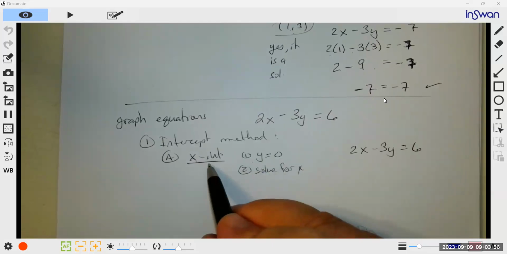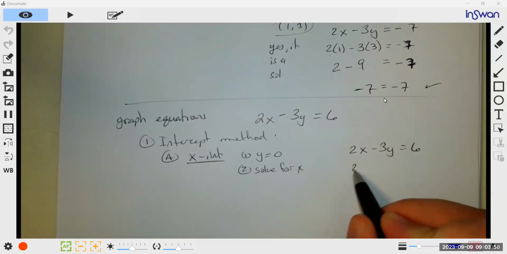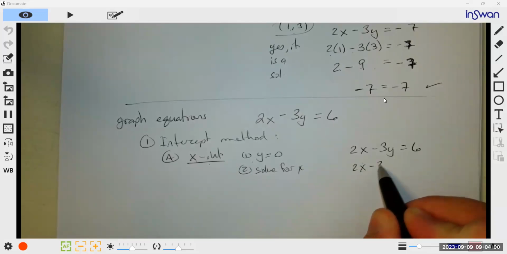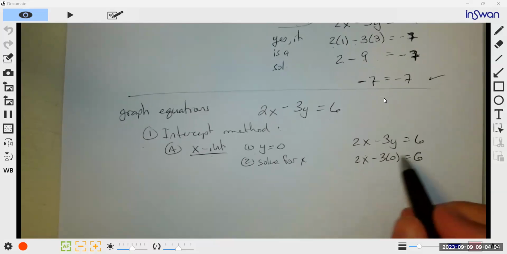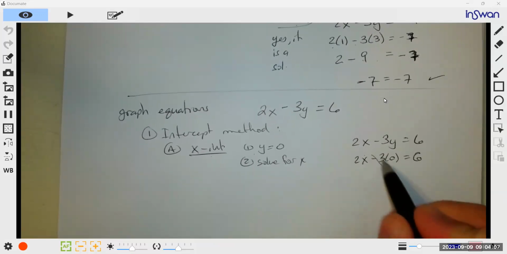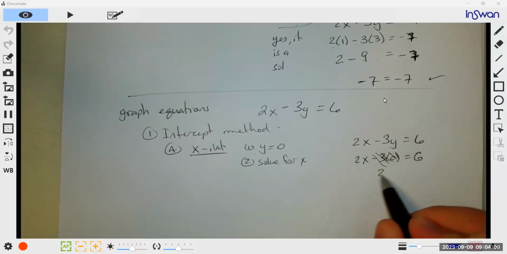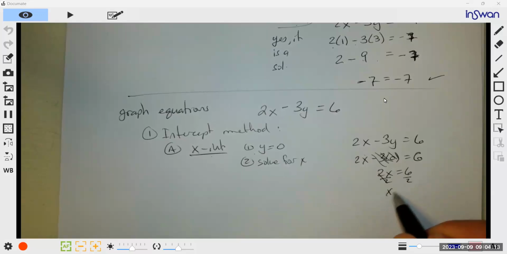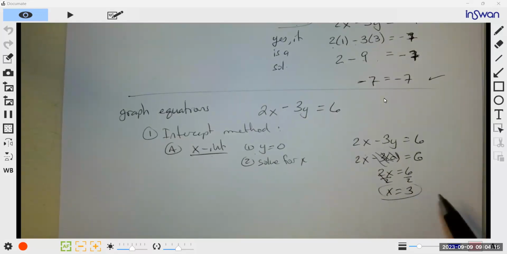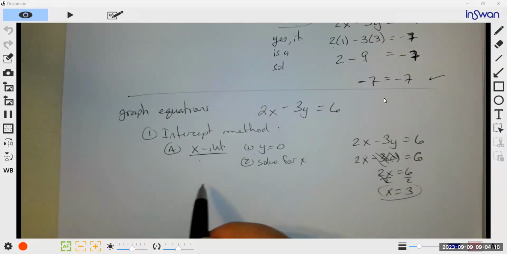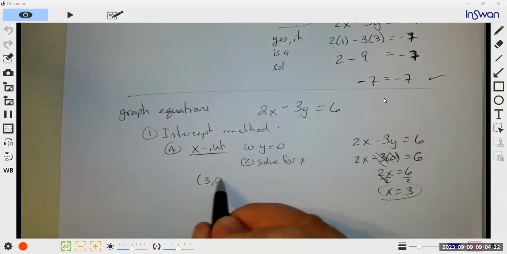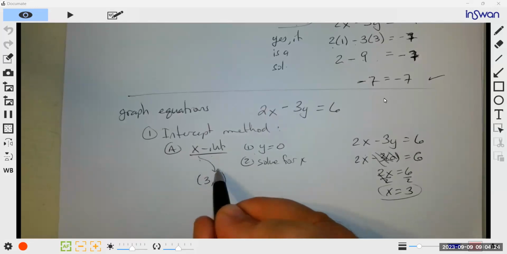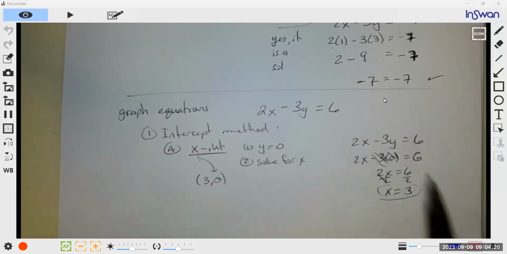So first step, since we're looking for the x-intercept, set y equal to 0. -3 times 0 is 0, so it just disappears. Now we solve for x. Divide by 2, so x equals 3. So the x-intercept in our case here, x is 3, and we set y equal to 0. X-intercept always has a y value of 0.